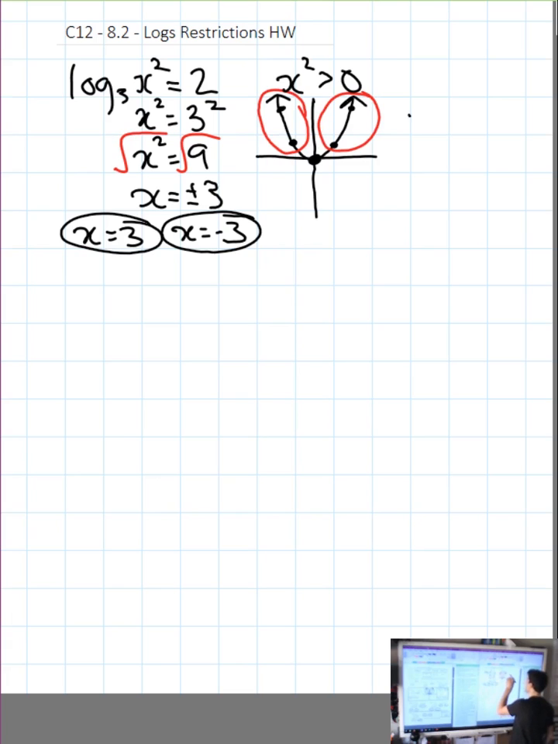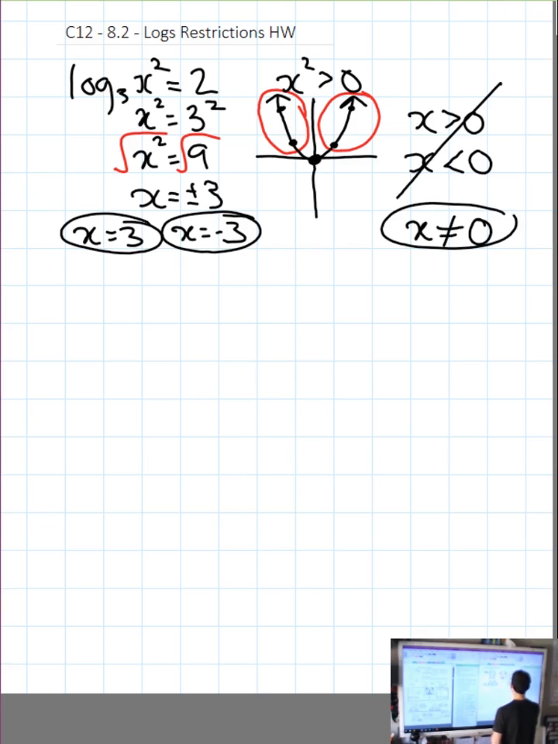Now, where is that true? Well, x must be greater than 0 and x must be less than 0. Now, these are two redundant, unnecessary extra pieces of information. If x needs to be greater than 0 and x needs to be less than 0, all I know is that x cannot equal 0, and I can give one simple restriction. Now, both of my answers fit into that restriction, so check mark.